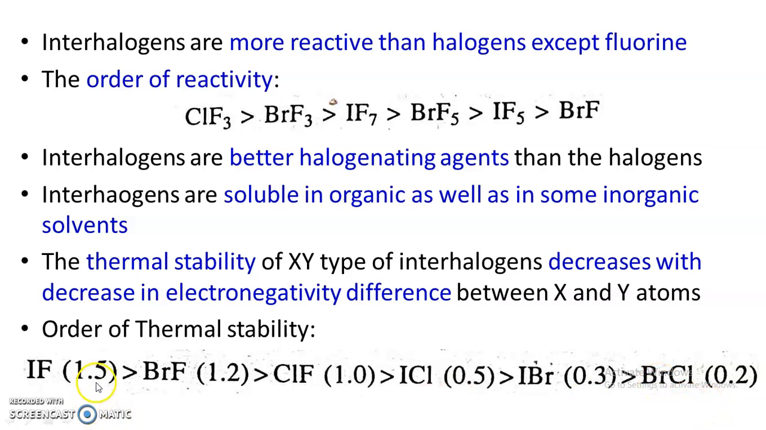So in this order, the electronegativity difference gradually decreases, and therefore thermal stability also decreases. In this order, iodine monofluoride is the most thermally stable, whereas bromine monochloride is the least thermally stable.